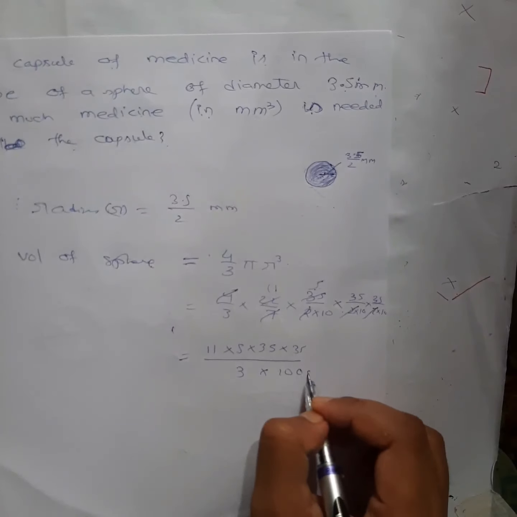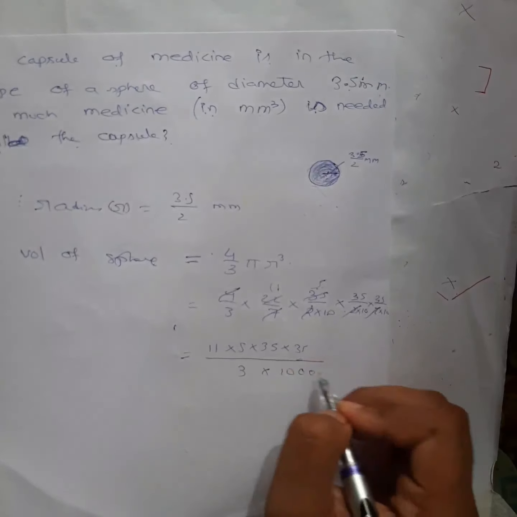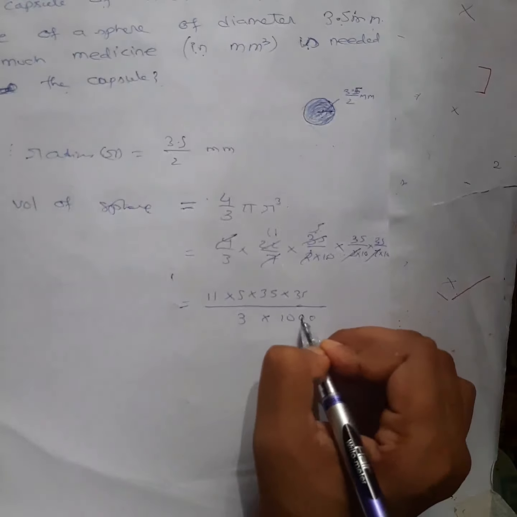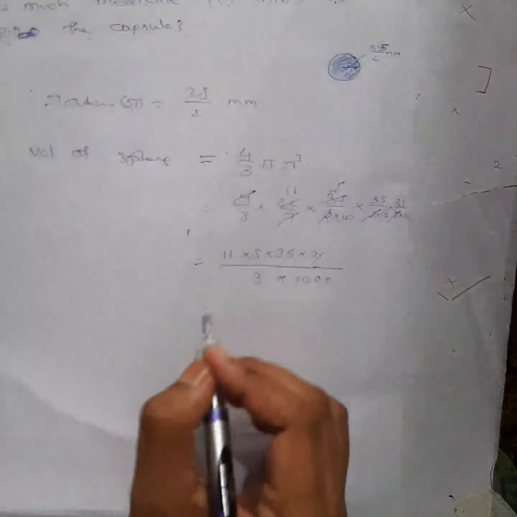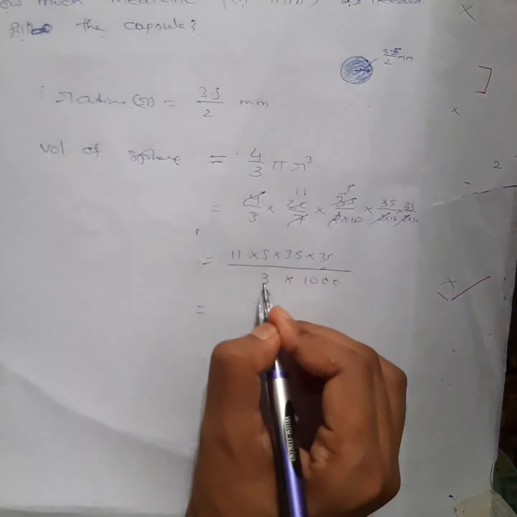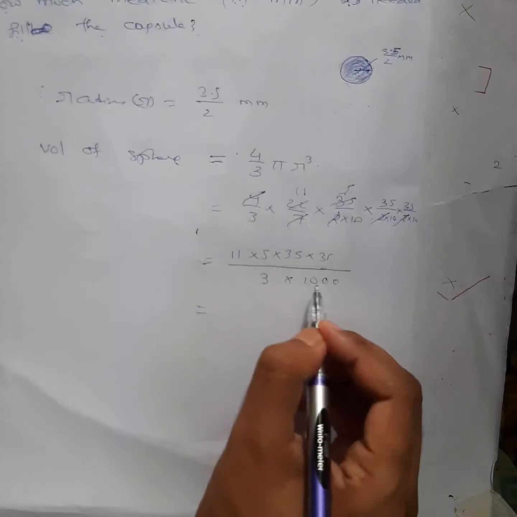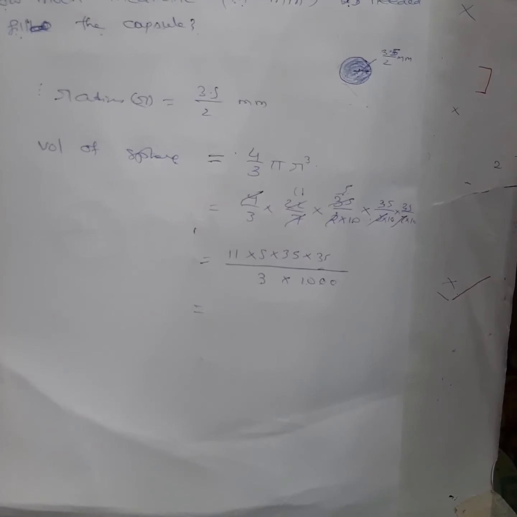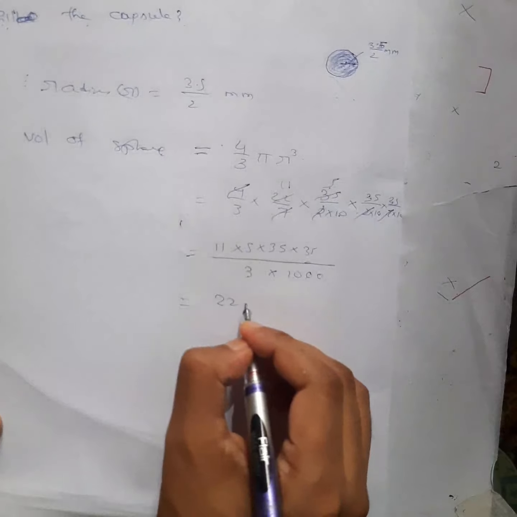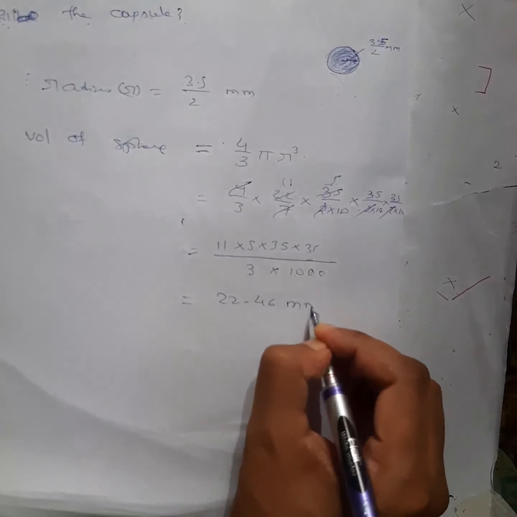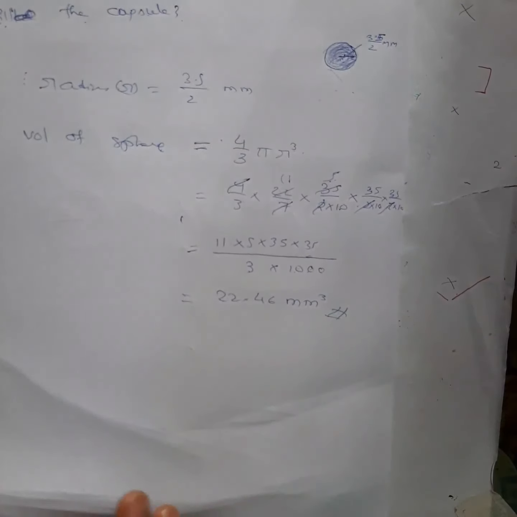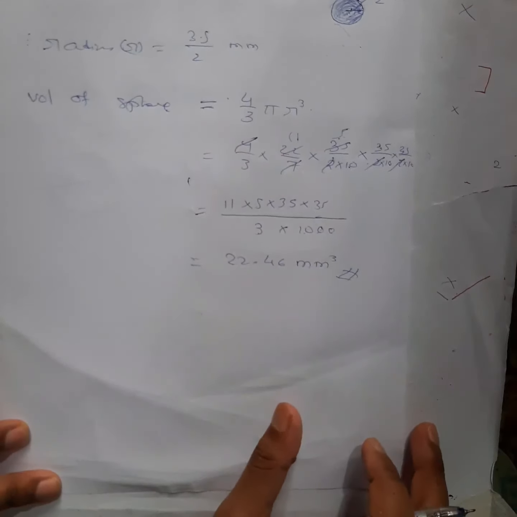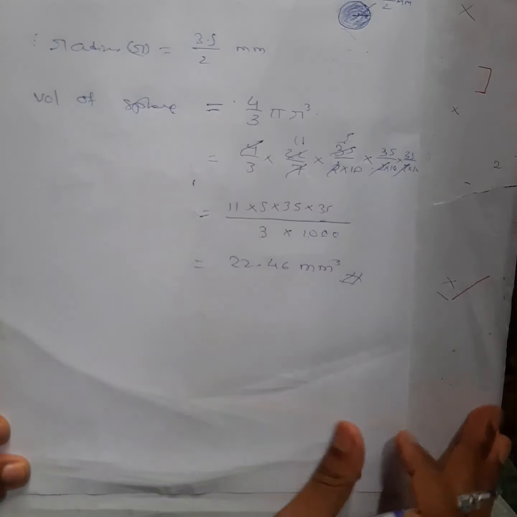Can you see? 10 into 10 into 10 is 1000, right? These 3 zeros you use to move the decimal. Okay, simply you multiply this and divide by 3. Whatever comes out, then use these 3 zeros again to move the decimal. If you do so, then you will get 22.46 millimeter cube. That's it. So your exercise is over here. So we end up with chapter 13. Okay, so in the next class we will start a new chapter.